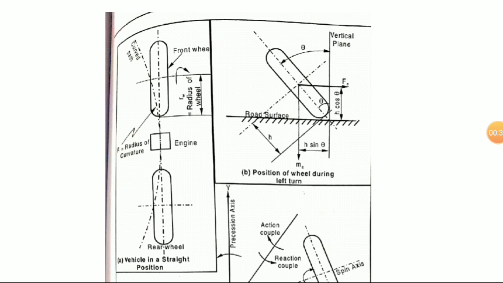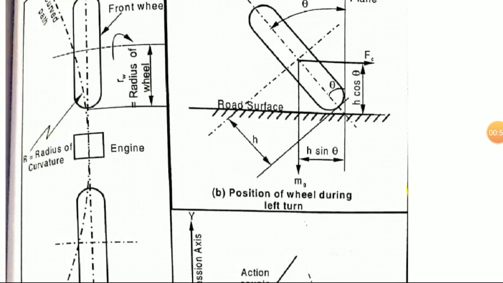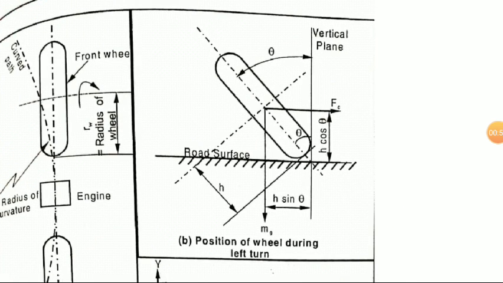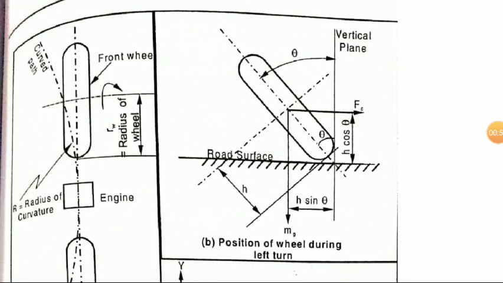You can see in the first figure, the vehicle in a straight position. The central axis is given, the engine is given, then the curved path is shown, then the radius of curvature is shown, and RW, that is the radius of the wheel, is also given. The next figure B shows the position of the wheel during a left turn. When it is taking a left turn, it shifts from the vertical plane by an angle theta towards the left. Here the angle theta is called the angle of heel or heel angle.